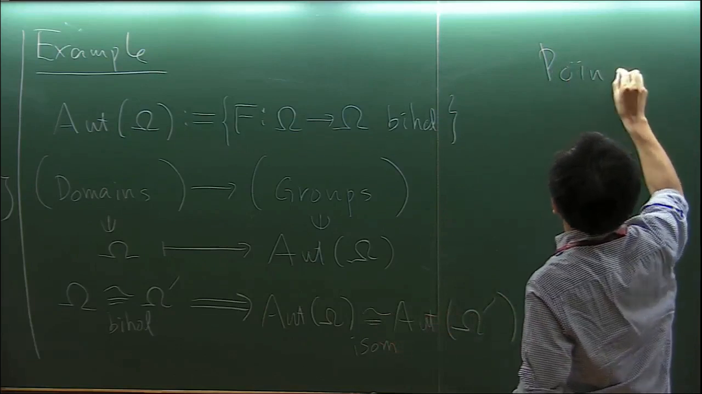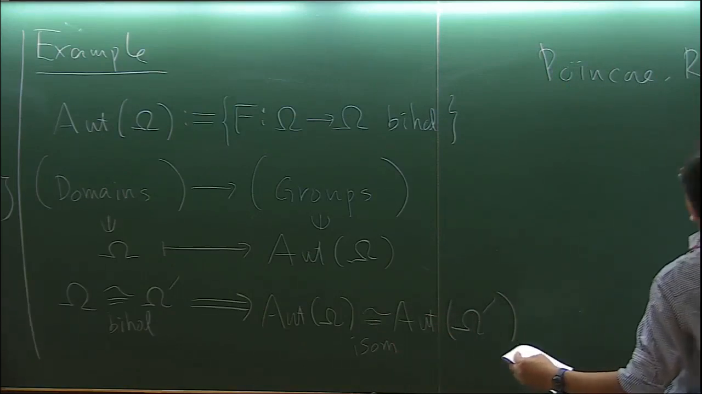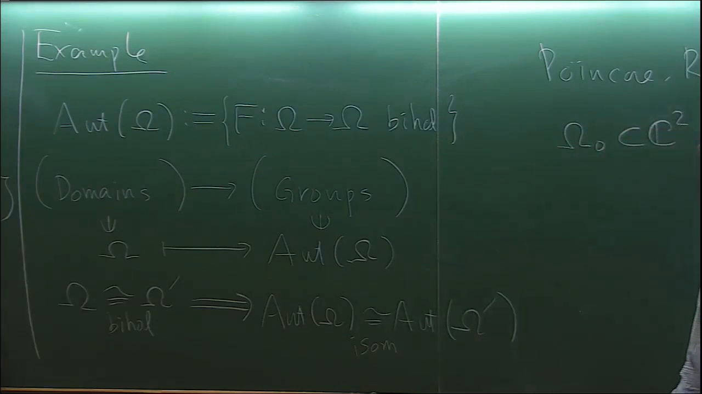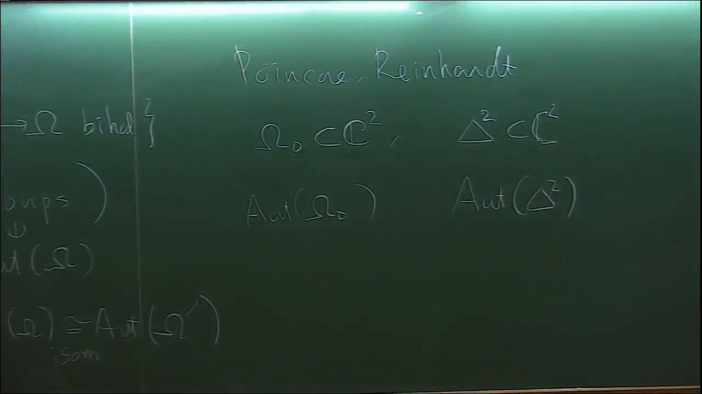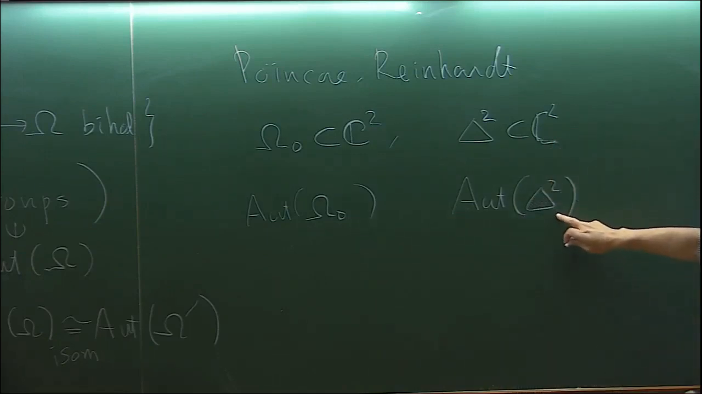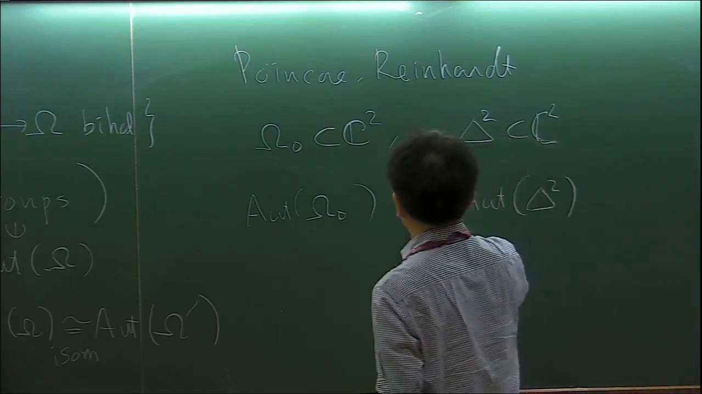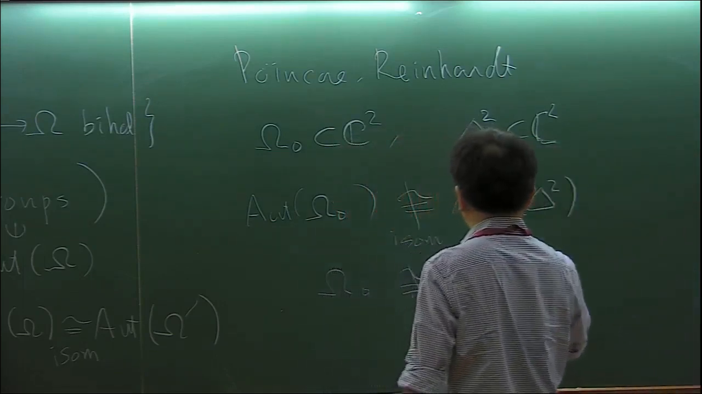So Poincaré or maybe Reinhardt said that if you take omega 0 in C2 and the polydisk in C2, then take Aut and compute this. It's not difficult. I will do this later, and this is just a product of the automorphism of the disk and the permutation. So it's rather easy, but these are not isomorphic. So omega 0 is not biholomorphic to the polydisk.